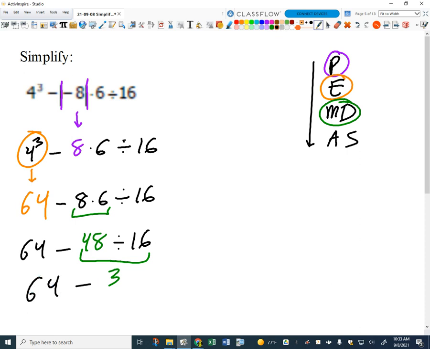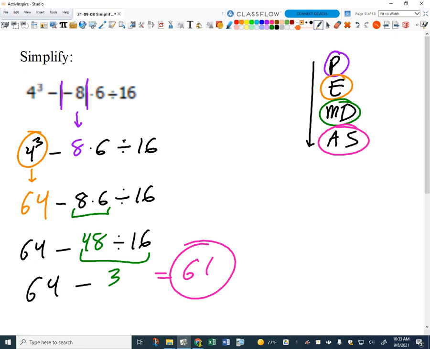And then finally, what's our last step? Subtraction. 64 minus 3 equals 61, and we're done. Okay, give me thumbs on that. Okay, good. So that's ringing a bell.